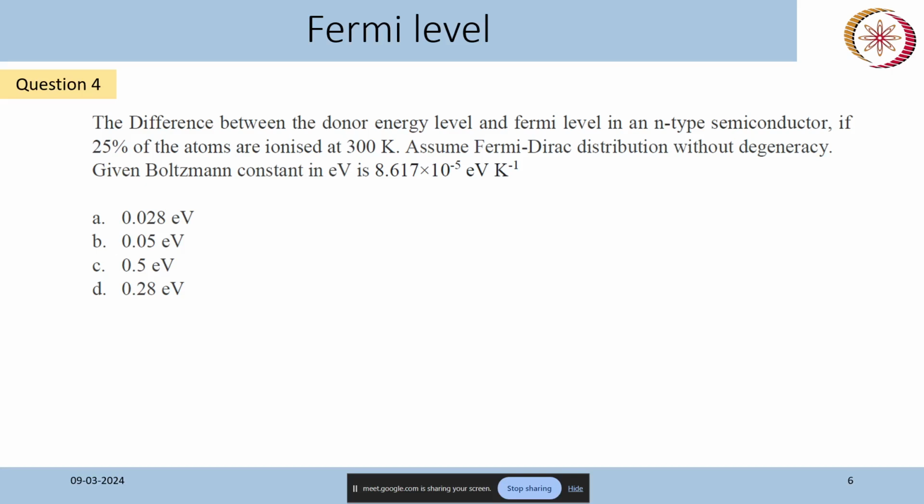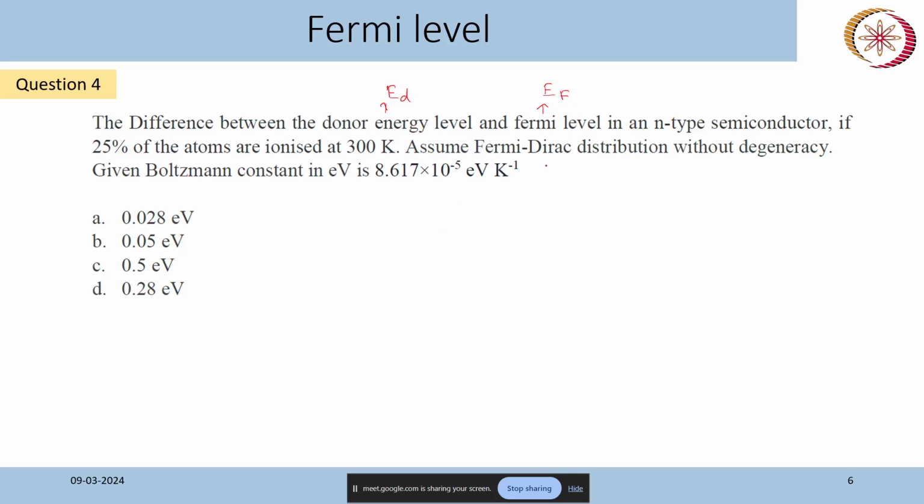Okay, let's go through the next question. This is again on Fermi level. The question is the difference between the donor energy level and Fermi level in an n-type semiconductor. So we have to calculate the difference between donor energy level and Fermi level. The donor energy level is typically denoted by ED, and the Fermi level is EF. So you have to calculate ED minus EF.